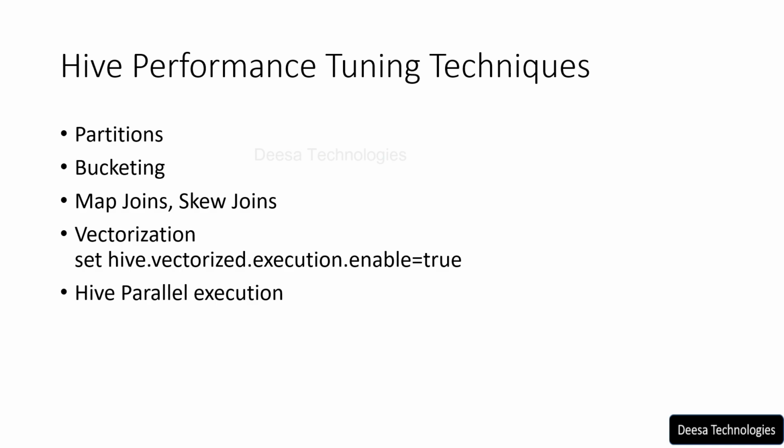To set up this property, you have to enable Hive vectorization. You set hive.vectorized.execution.enabled to true. When you set this, the vectorization will be enabled. And then you can do Hive parallel query execution. What it means is, suppose you have queries that are independent of each other, then you can run them in parallel by enabling this Hive parallel execution.